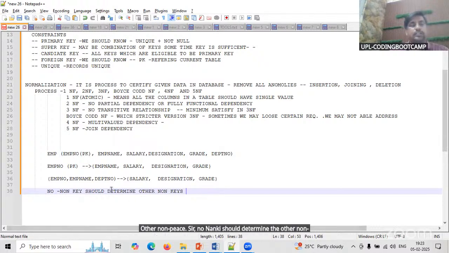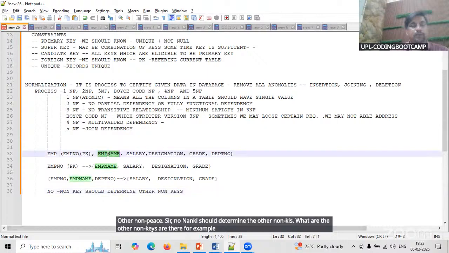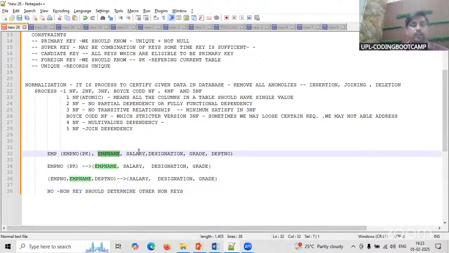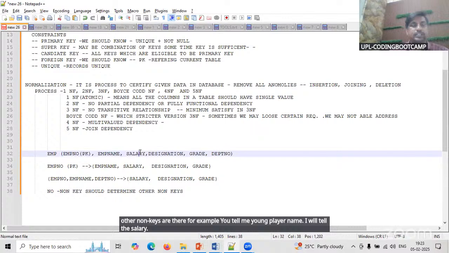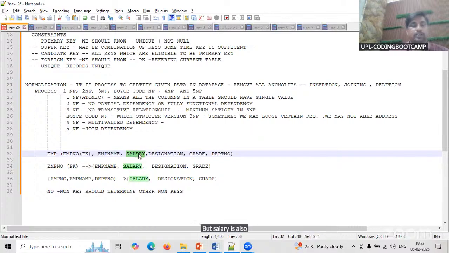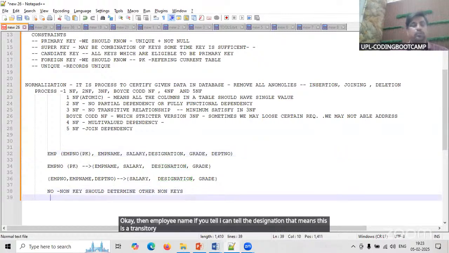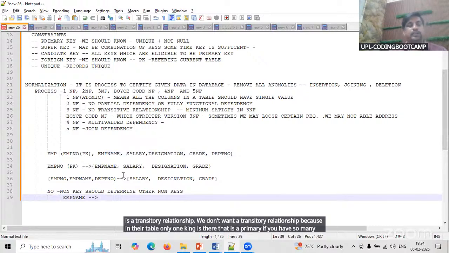For example, you tell me employee name, I will tell the salary. But salary is also a non-key. If you tell salary, I will tell the designation. Then if you tell employee name, I can tell the designation. That means this is a transitive relationship. We don't want a transitive relationship, because in a table, only one king is there. That is the primary key. If you have so many leaders in a table, it spoils the game.